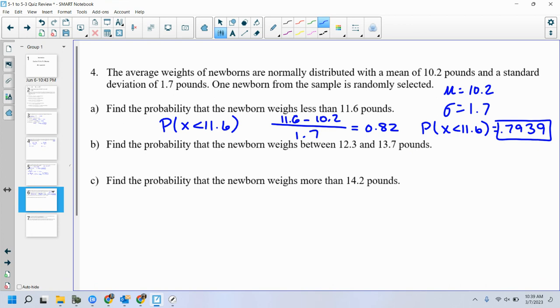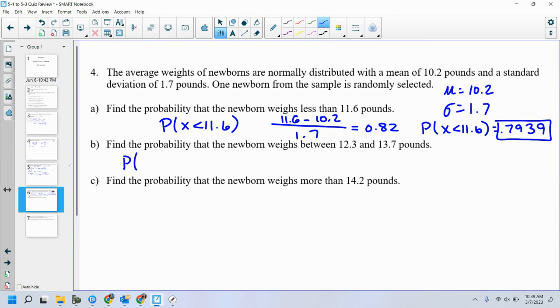Find the probability that the newborn weighs between 12.3 pounds and 13.7 pounds. Based off of what we see here, 12.3 pounds is pretty high above the mean, more than one standard deviation away from the mean, at least. And 13.7, yikes. That's a big baby. So that means the probability should be a little low. Just have that in your brains.